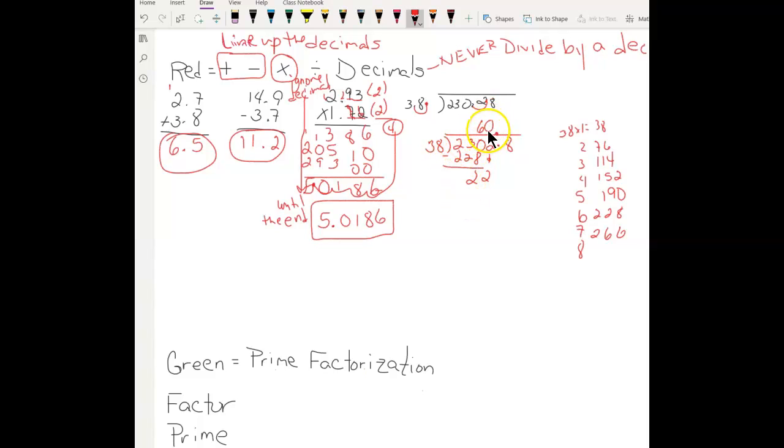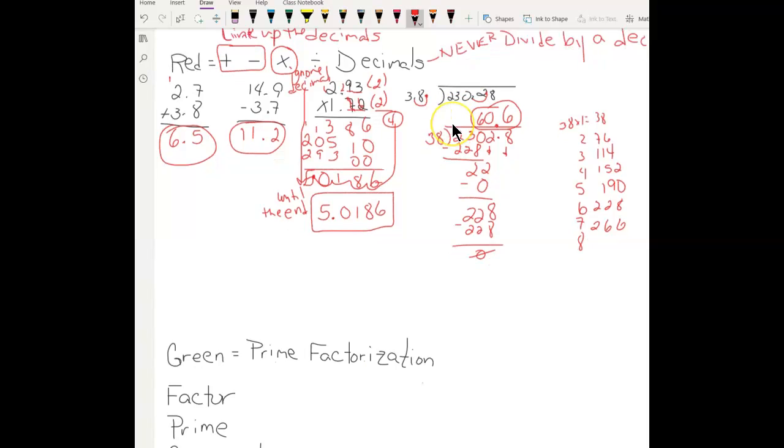Now, if you want to, you can go 0 times 38 is 0 and get another 22. So I'm going to do that just for those that need it. And then we bring down the 8. 38 goes into 228 6 times. Minus 228. We get 0 for our answer. And boom! Drop the mic. That's our answer. 60 6/10.